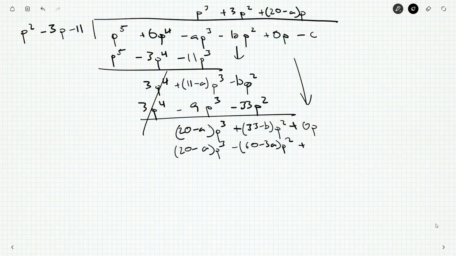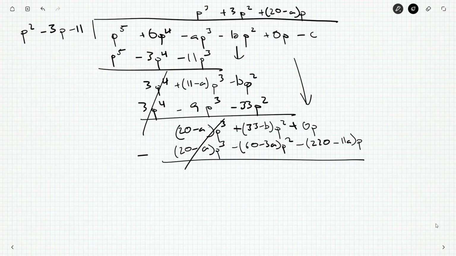I'm not exactly happy with how this is turning out, but that's okay. And then minus 11 times this. So minus 220 minus 11a p. Alright, so those ones cancel, and we've got, so it's minus 60, so this will be 93 minus 3a minus b, p squared.